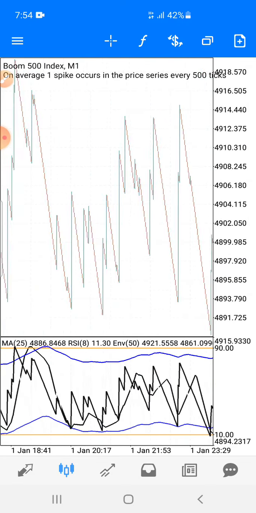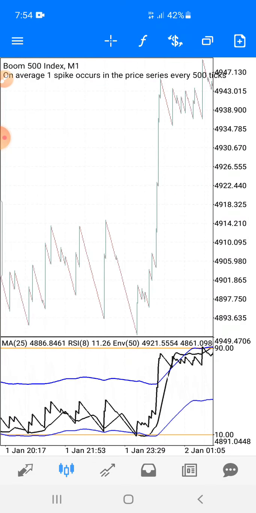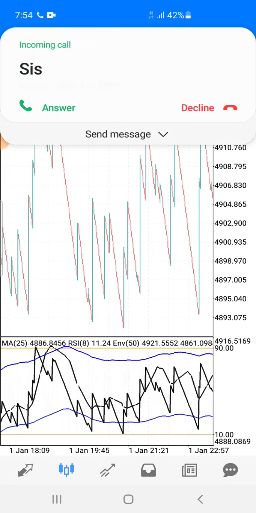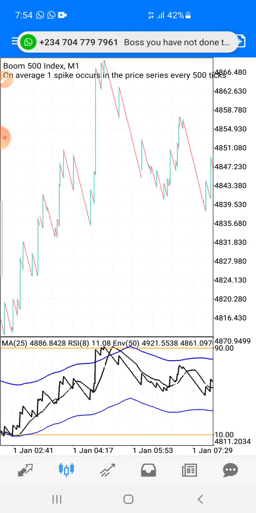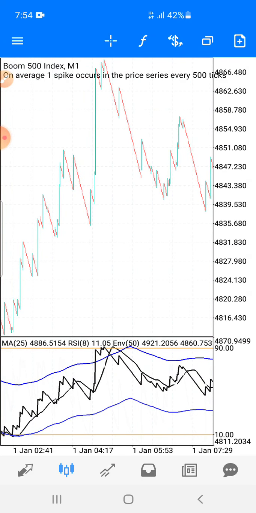Remember what I said, you must allow one spike to come before you continue. So this is how simple trading this strategy is.